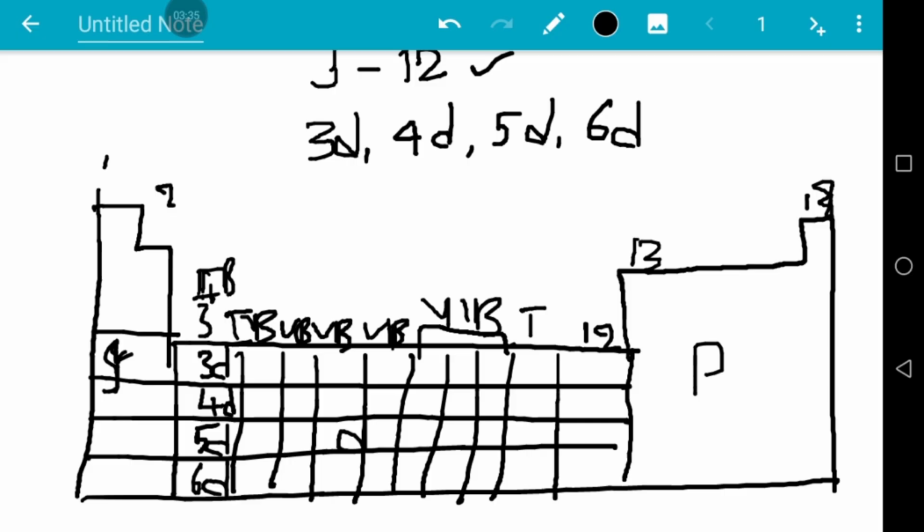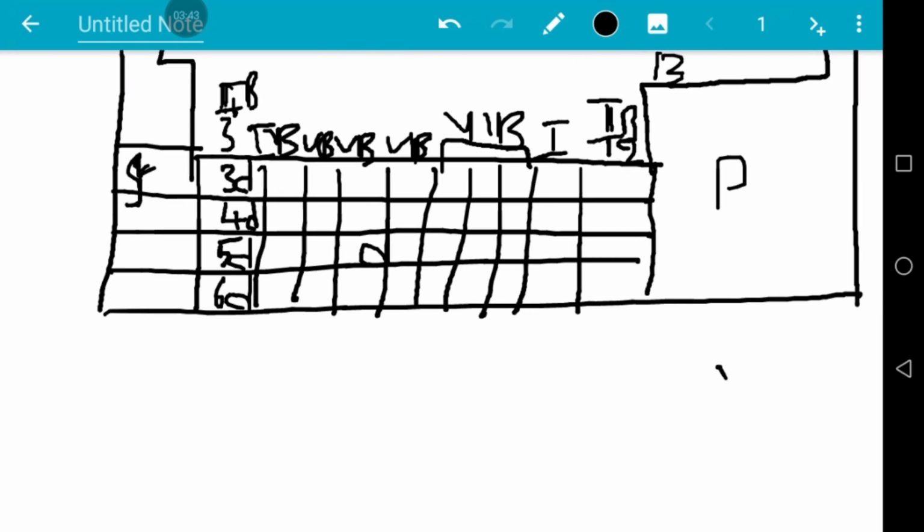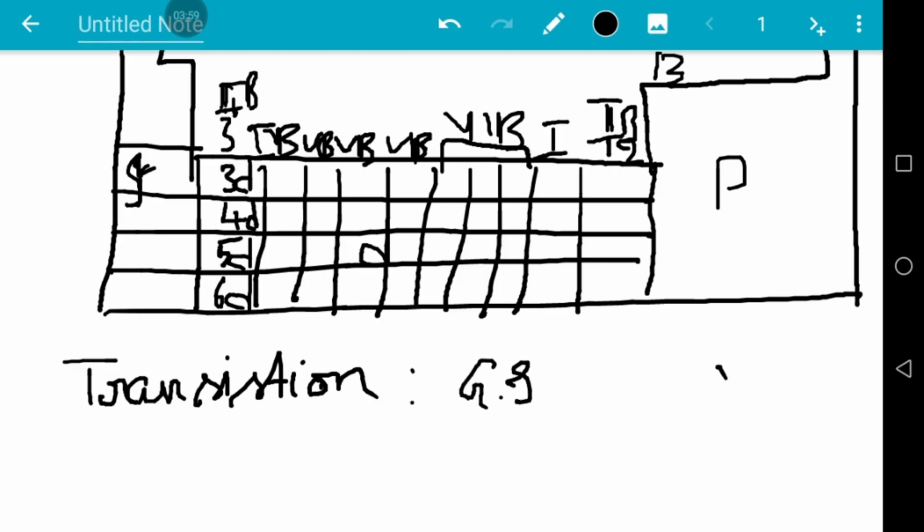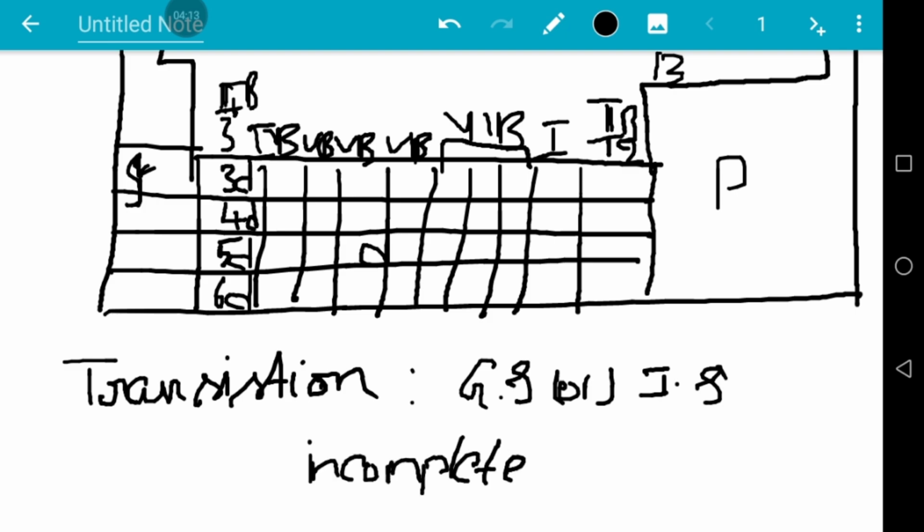So D block elements are also called transition elements. What is the correct definition of transition elements? The atom, in ground state or in an ionic state, in any oxidation state, that has incompletely filled d orbitals. If incompletely filled d orbitals are present, then it is a transition element, not filled d orbitals or d subshell.